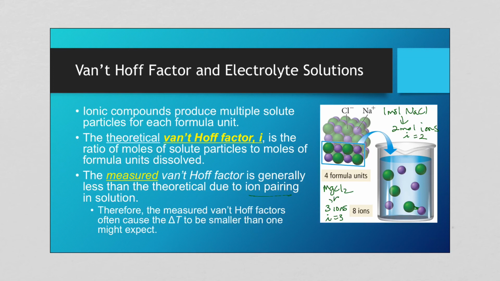If you're not given a measured Van 't Hoff factor, you're just expected to use the theoretical value. The thing to keep in mind is that by using the theoretical value, you're going to get changes in temperature that are perhaps higher than what you would actually observe. So if you calculate how much a freezing point changes, in reality it may not quite change that much, because your i value is lower than what you expect. Let's look at the equations, and that might make a little more sense.